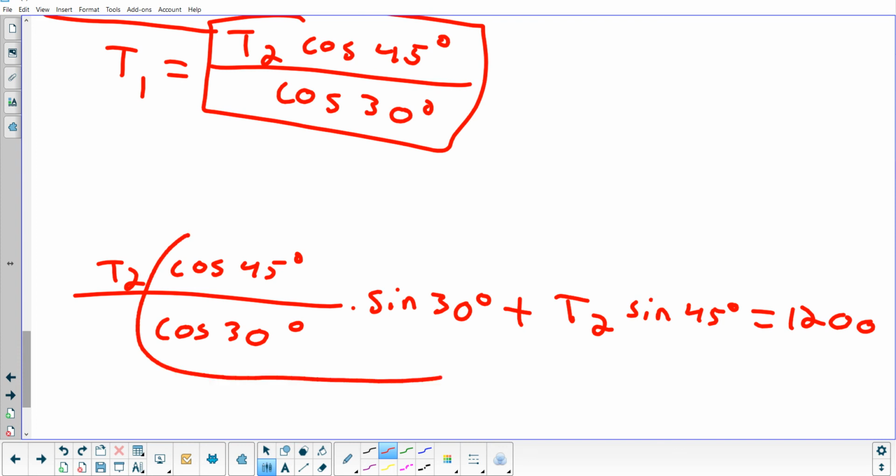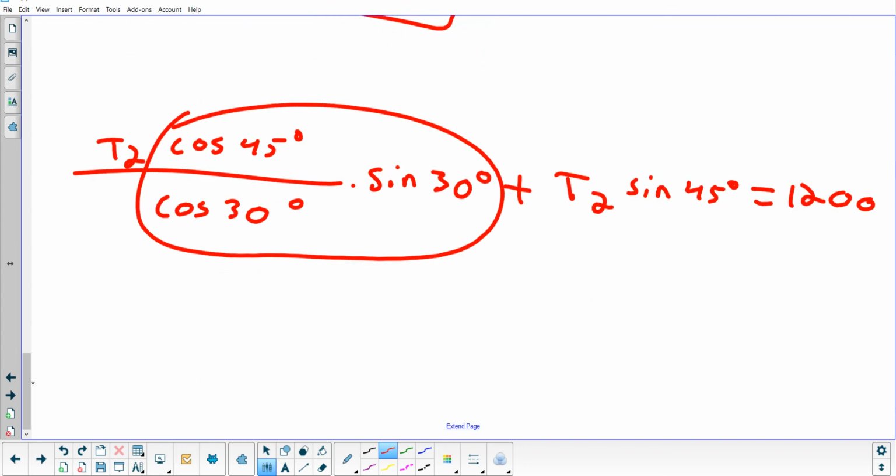I need to multiply all this out. I need the cosine of 45 divided by the cosine of 30 times the sine of 30. Couldn't you multiply both sides of the equation by cosine 30? You could, but you have to do that by terms, so you'd have to multiply it here and here. Not sure it would really save a ton of work. But anybody have what this comes out to?